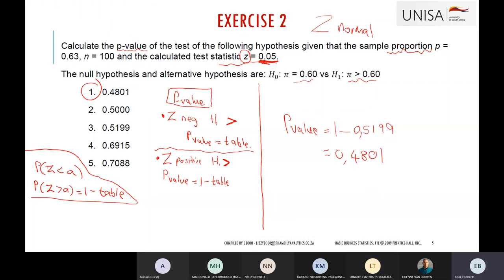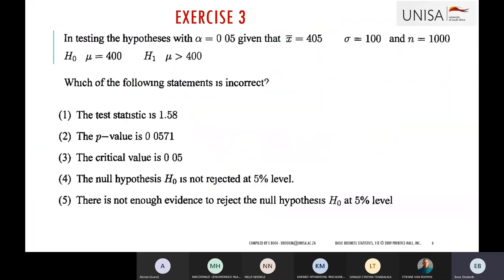So that is the p-value. So let's go to the next question. I want you to look through this question and then we will do it together from option one up until option five. But I want you to look at it alone and do it alone and see if you can get the answer. I will give you 5 minutes.